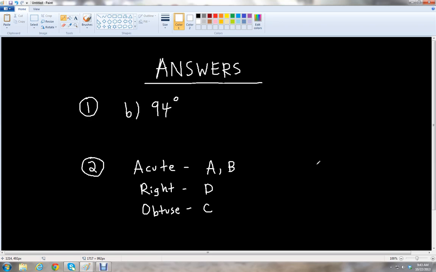So if you got those answers right, great job. Well done. And it looks like you understand your 3 types of angles: acute, right, and obtuse.